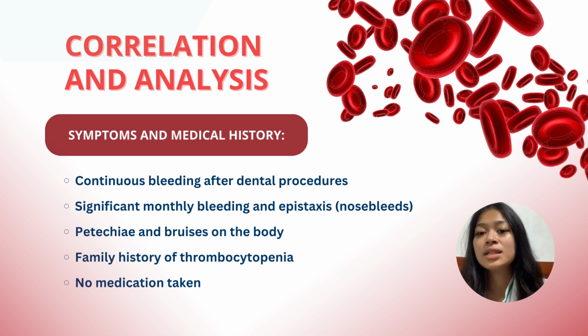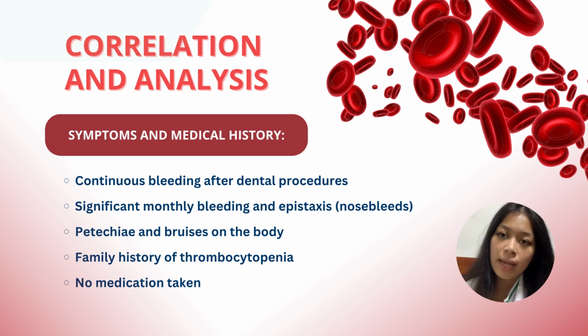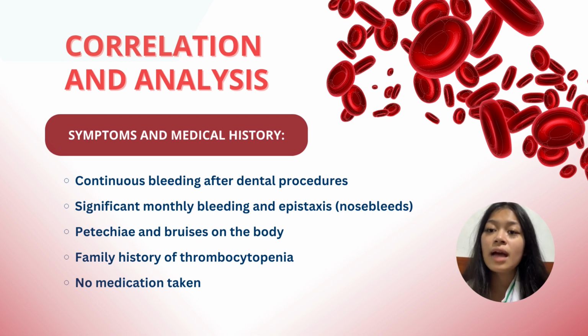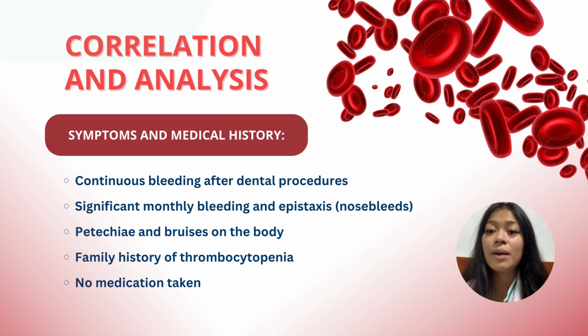Next is the family history. The patient discloses a family history of thrombocytopenia, which is relevant as Bernard-Soulier syndrome, or BSS, is an inherited disorder. BSS is often transmitted in an autosomal recessive manner, meaning an unaffected individual typically has two copies of the abnormal gene, one inherited from each parent. A positive family history of thrombocytopenia further raises suspicion for an inherited condition like BSS.